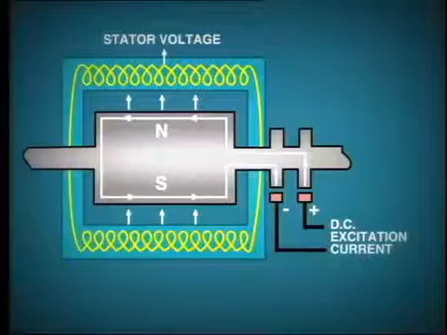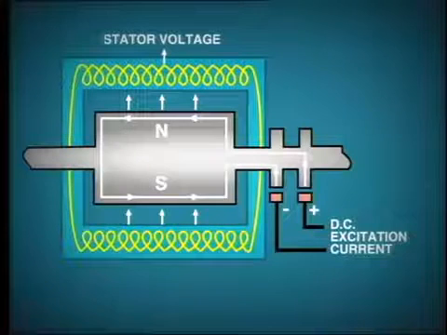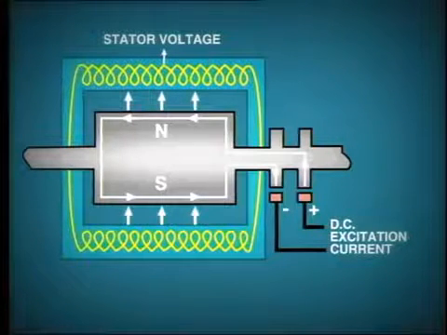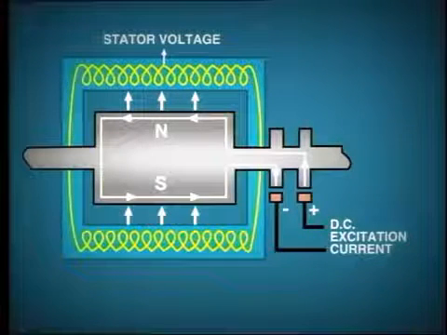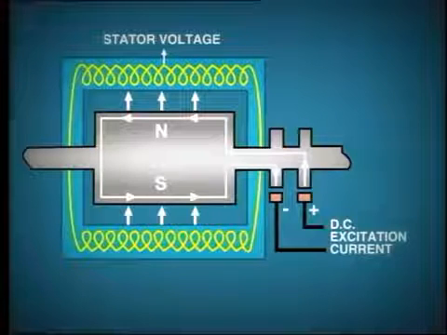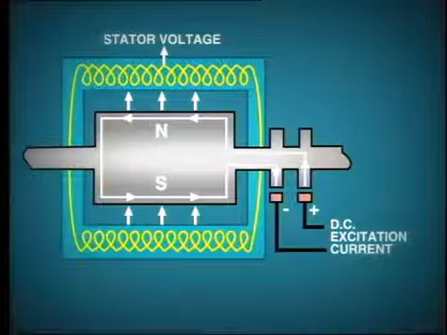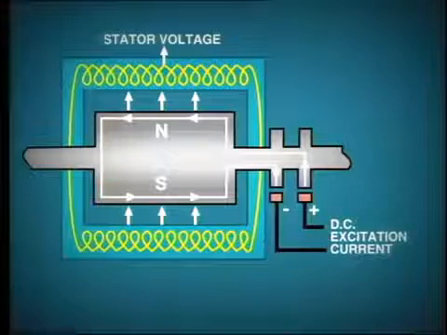Control of the generator output voltage is affected by adjusting the magnitude of excitation current. We already know that increasing excitation results in an increase in the strength of the rotating magnetic field. This, in turn, brings about an increase in the voltage, which is induced into the stator conductors. Let's take a closer look at the excitation system to see how this control is carried out.